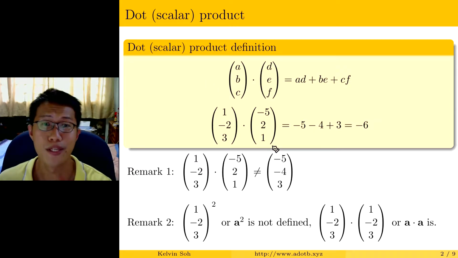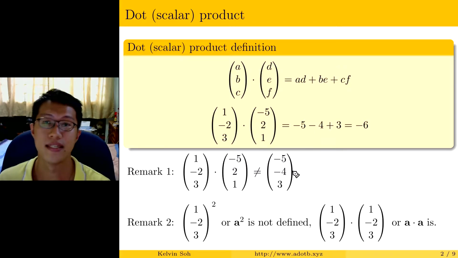So this was pretty weird to me at first. The natural thing to do would be this thing I've just described. We multiply them component-wise and end up with a vector minus 5, minus 4, 3. So why is the dot product defined this way rather than this way? Why do we want to add up the three numbers rather than leave the final answer as a vector?